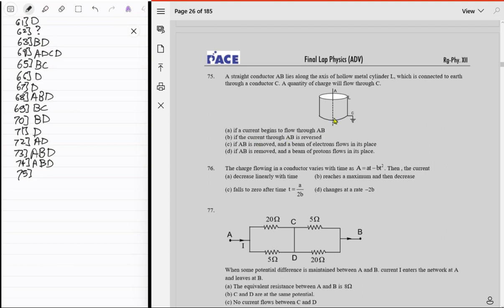If current begins to flow through AB, then there's a magnetic field over here. Okay, but that's not changing. Is it changing? Probably it is changing. Then if it is changing, that will cause... Oof, this is weird. The current through AB is reversed. Because this cylinder, that's not the way that it's usually done. Okay.